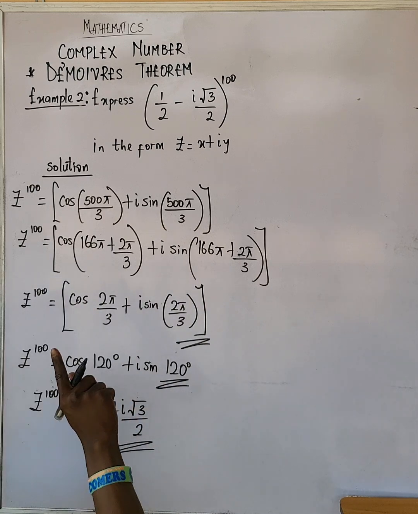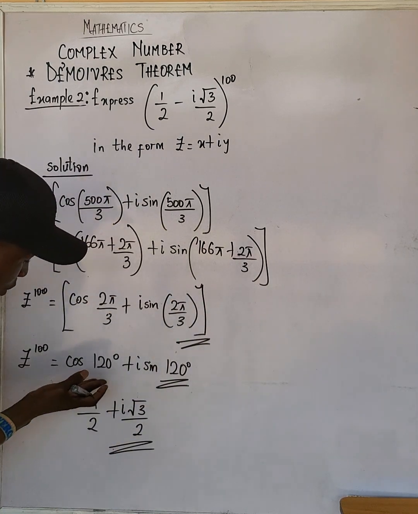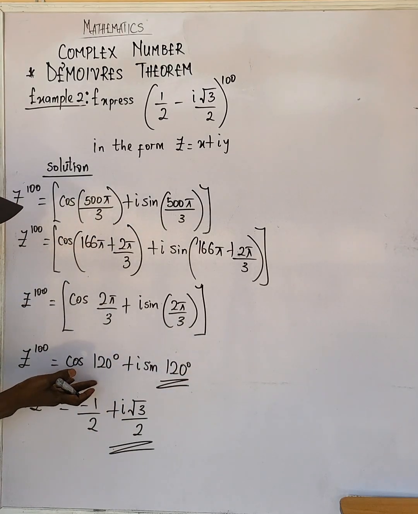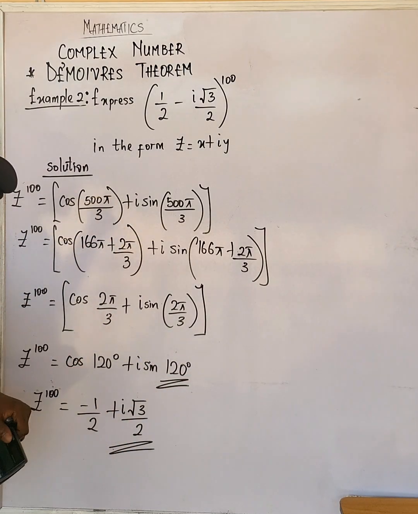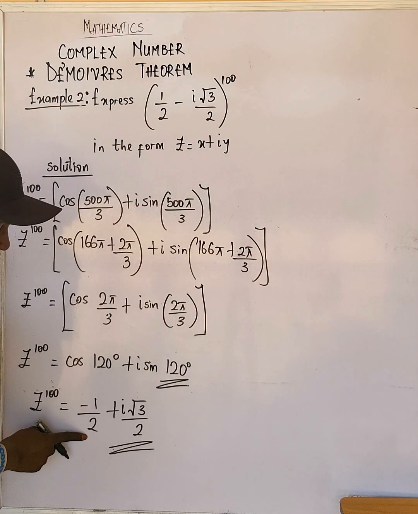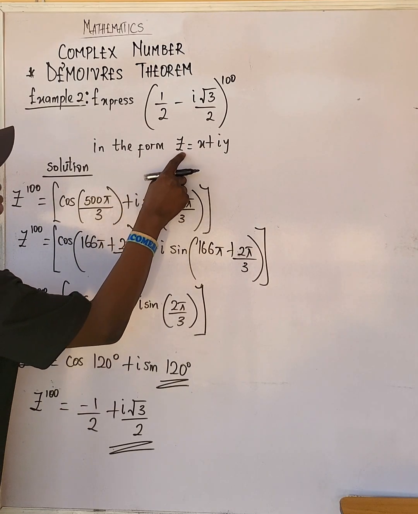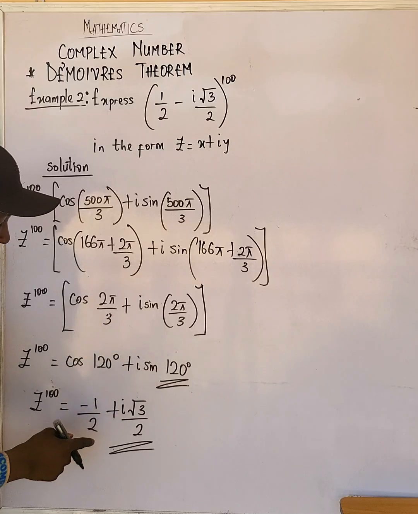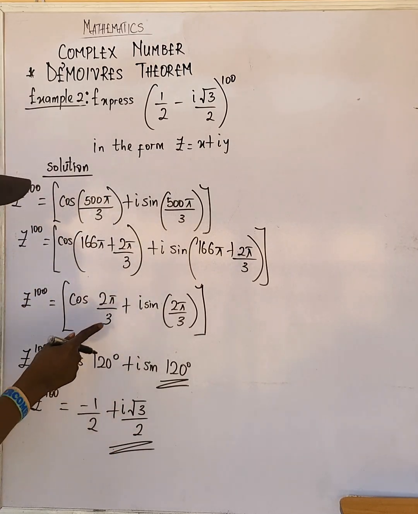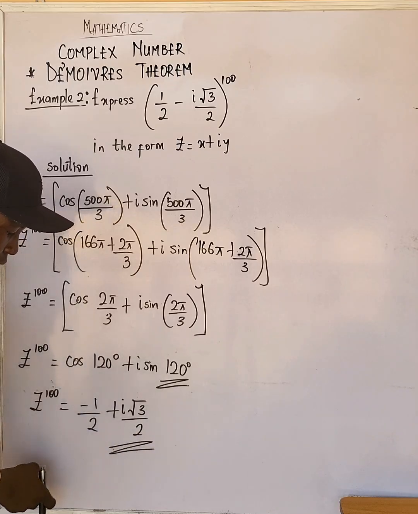So please, in example 1, don't forget that when we prove it to this point, make sure you convert the answer. If you watched example 1, please make sure you put it in Cartesian form, because we are told to put it in the form of z equals x plus iy. So please, if you watch example 1, make sure you put your answer in this form.